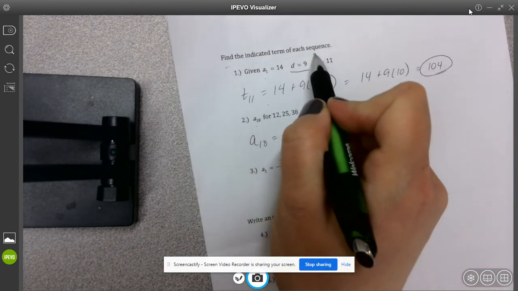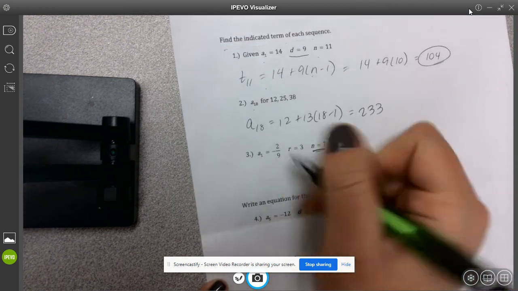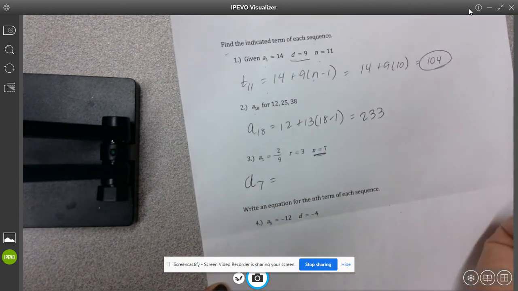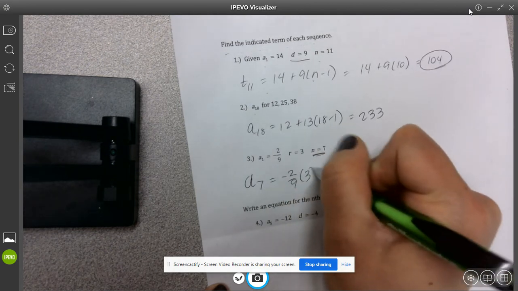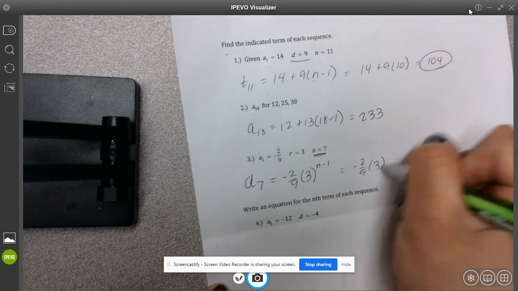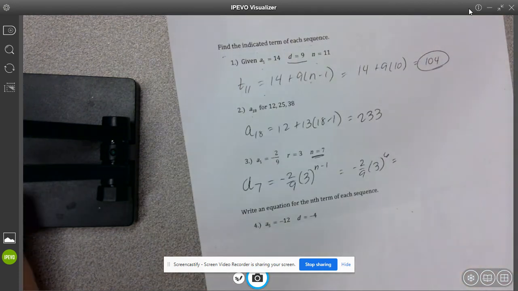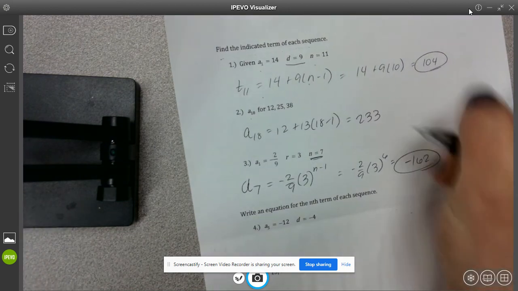They want you to find the indicated term. The indicated term is 7, whatever your nth term is. So I'm finding the 7th term. You can say a sub n or t sub n. I'm trying to find the 7th term. I know it's the first term. Oh, we're multiplying 3 to the n minus 1. So it's negative 2/9, 3 to the 7 minus 1 to the 6th power. So 3 to the 6 times negative 2 divided by 9. Negative 162.